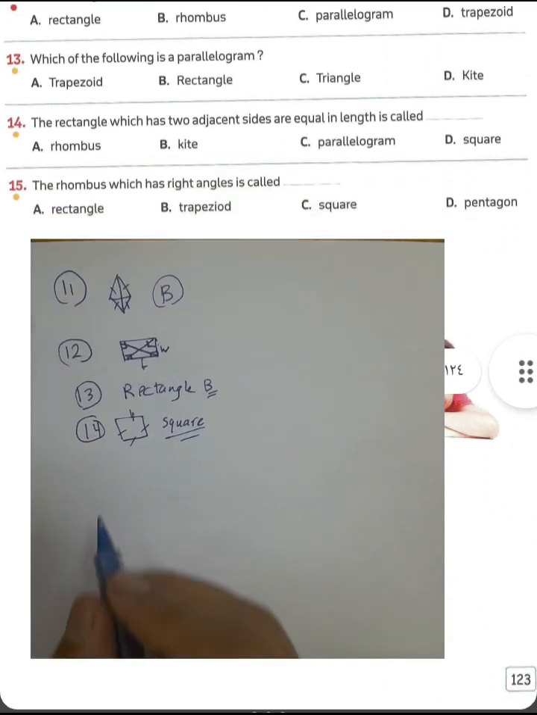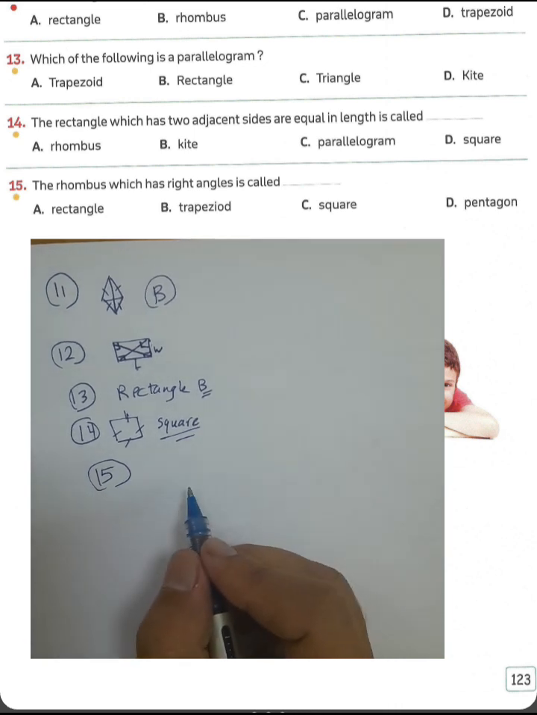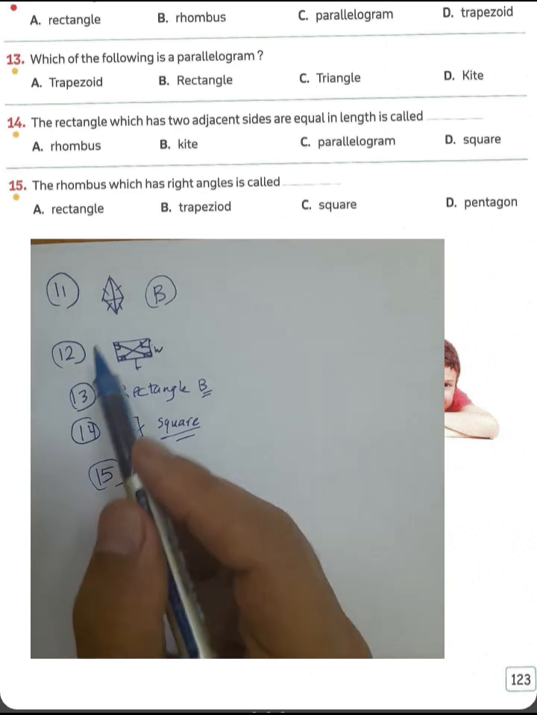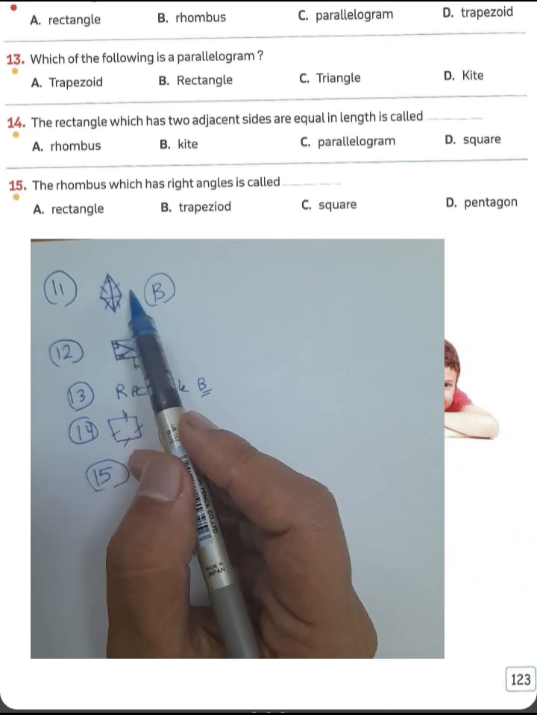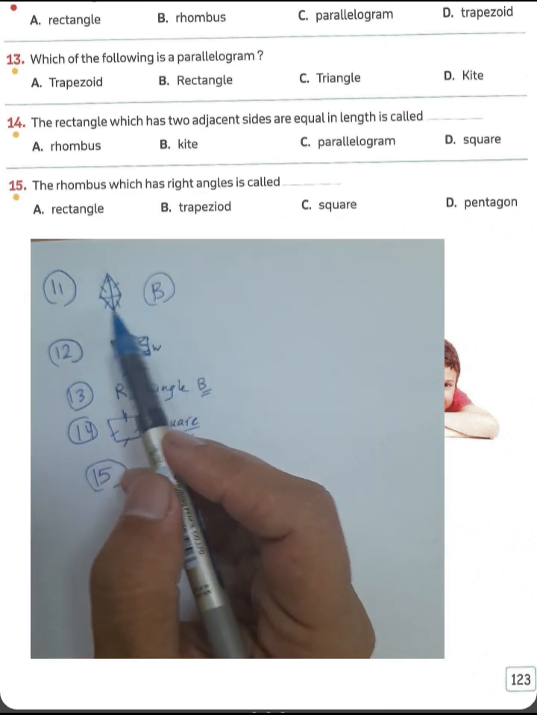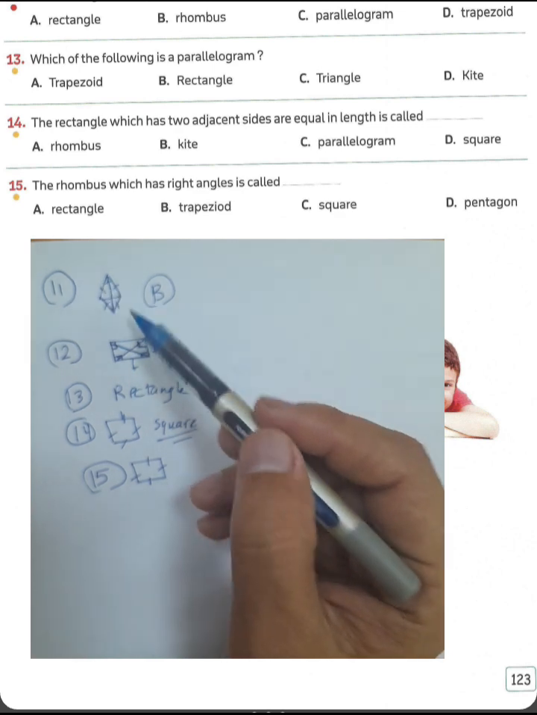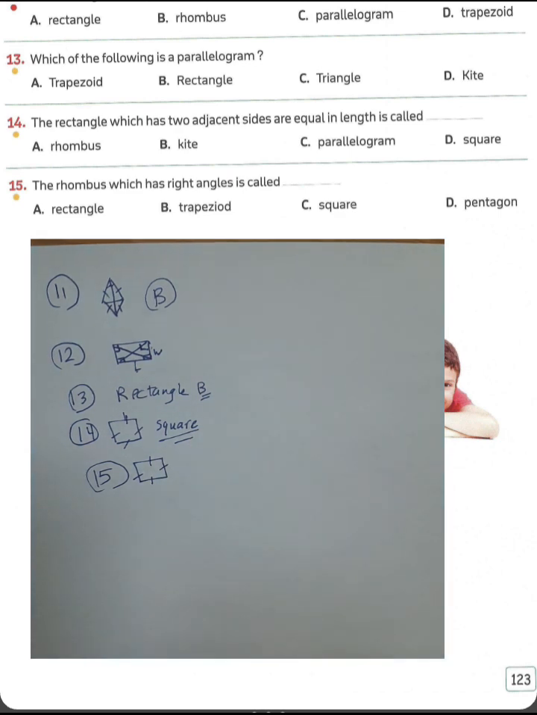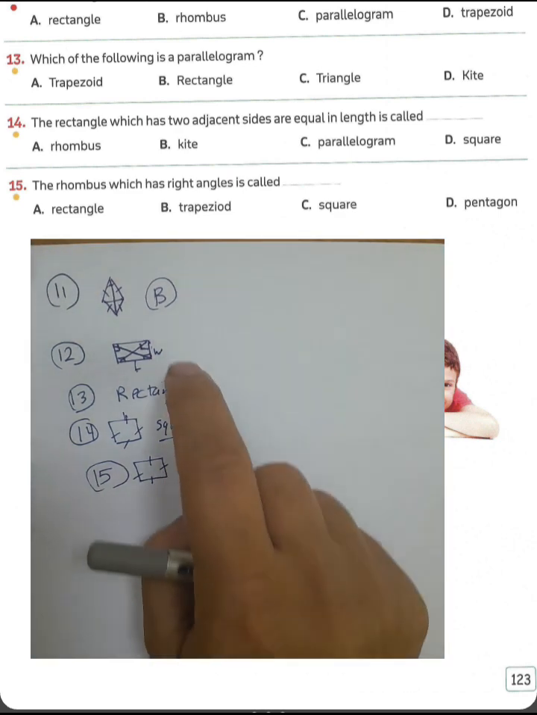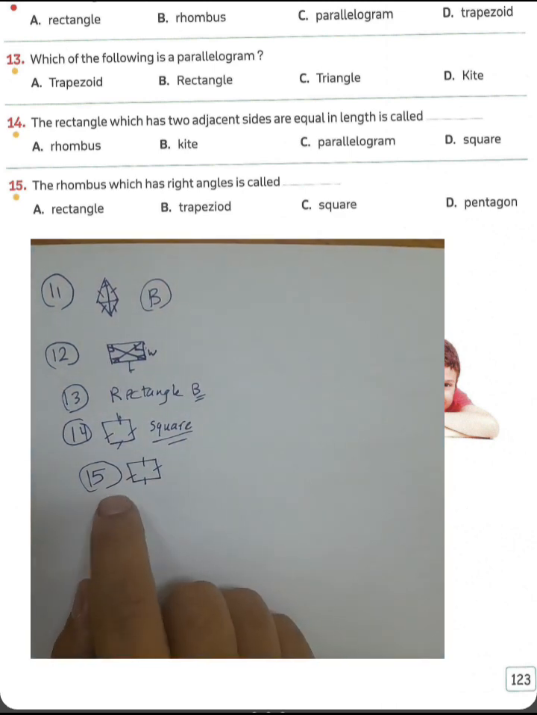Question 15: the rhombus which has right angles, we call it a square. If in a rhombus all angles are converted from acute or obtuse angles to right angles, we can call it a square. Then we can say the square is a rhombus in which the measure of each angle equals 90 degrees, and a square is a rectangle in which two adjacent sides are equal in length. Then question 15, choose square, letter C.